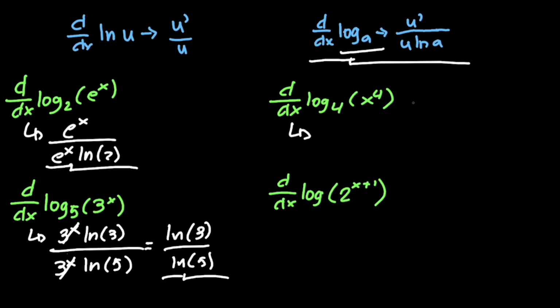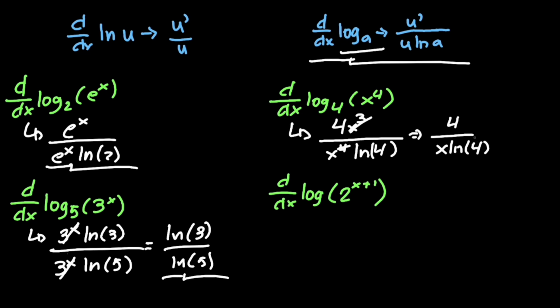The derivative of logarithm of x raised to the power 4 with the base of 4 is 4x cubed over x raised to the power 4 multiplied by ln of 4. These two will cancel each other out, so you are left with 4 over x ln of 4.